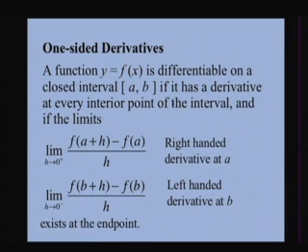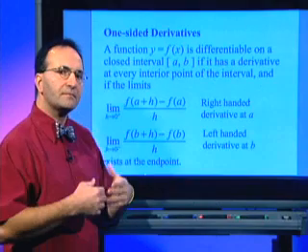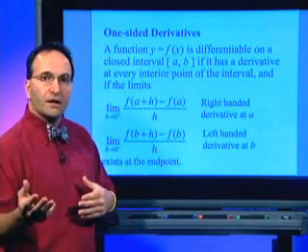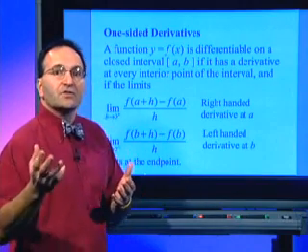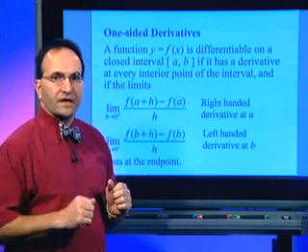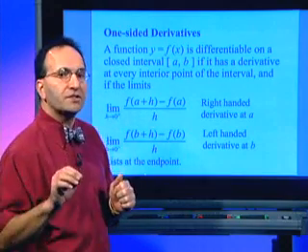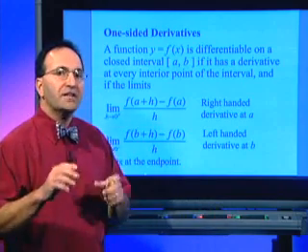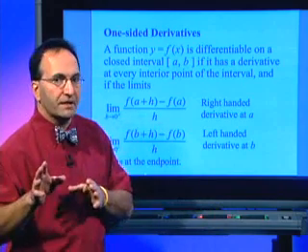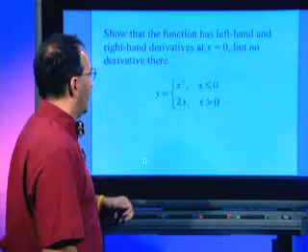We also have the limit as h goes to 0 from the negative side, or from the left-hand side, of f of b plus h minus f of b all over h. And that's called the left-handed derivative at b. And of course, the definitions show how to find the one-sided derivative. But be careful in concluding that a function has a derivative just using one-sided derivatives. And let me show you an example of that.